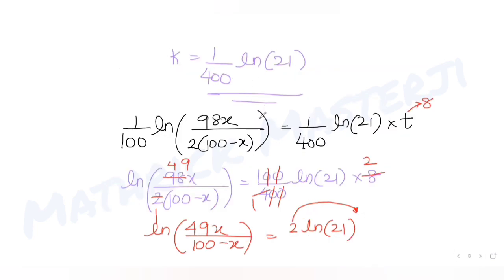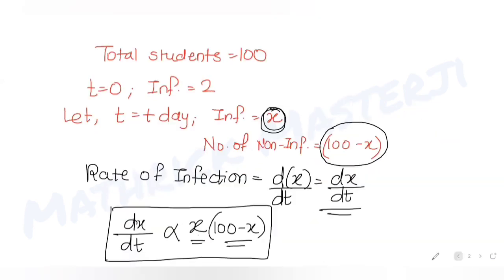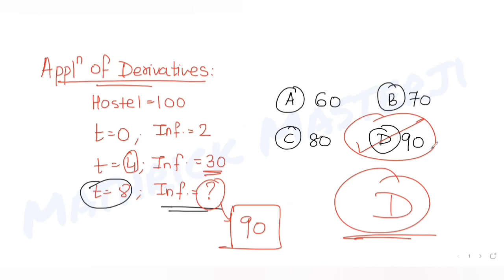Once I got k, I put that again in the equation, and then I found for time t equals to 8 how many students were infected, and that gave me the answer for the question as 90. So the correct answer for the question given to us here is option D. So D becomes the correct answer here.